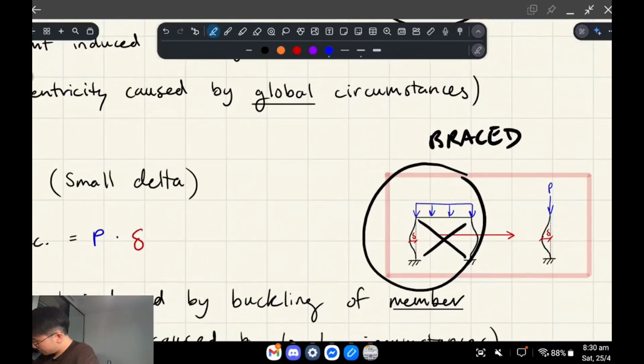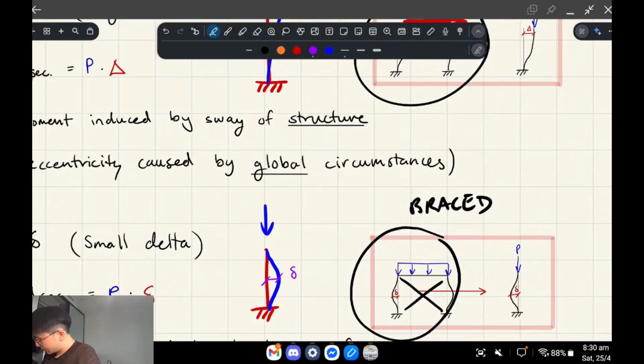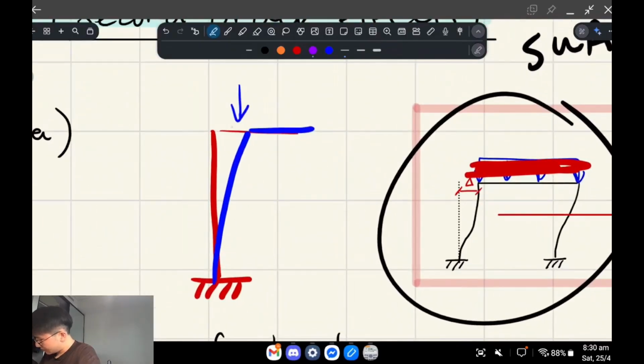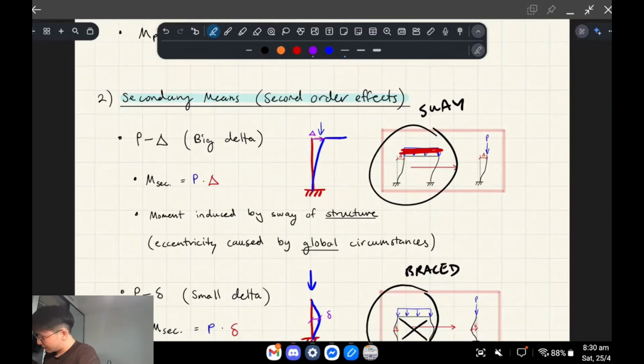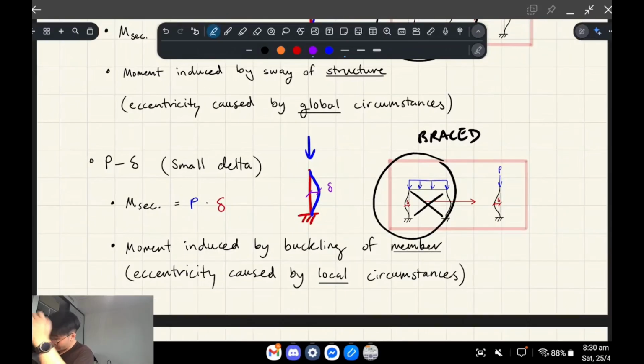For a braced frame, during the same scenario with the point load, it would instead do that, okay? When it's pushed down on, the idea is that delta is the amount that it sways off to the side, okay? And then here we've got big delta, right? So big delta is for sway frames or cantilever cases, and small delta is for when you have braced cases.